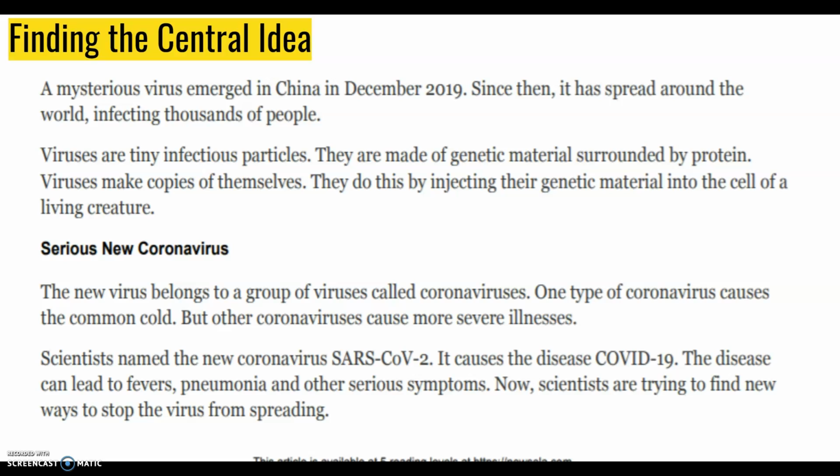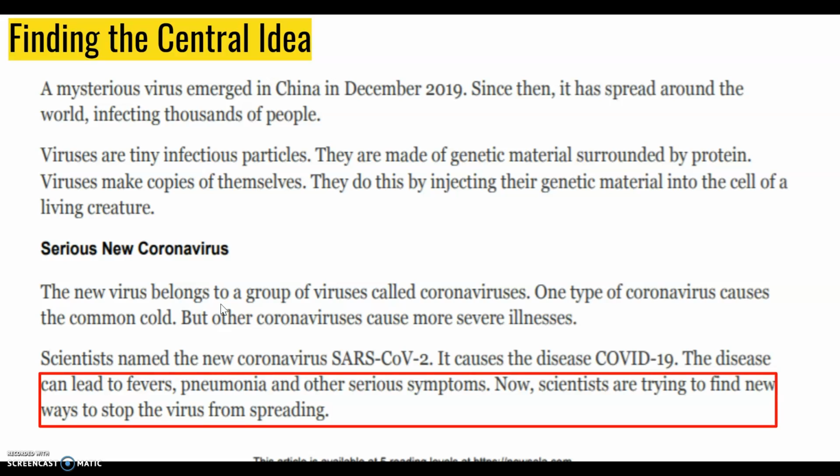One type of coronavirus causes the common cold, but other coronaviruses cause more severe illnesses. Scientists named the new coronavirus SARS-CoV-2. It causes the disease COVID-19. The disease can lead to fevers, pneumonia, and other serious symptoms. Now, scientists are trying to find new ways to stop the virus from spreading.